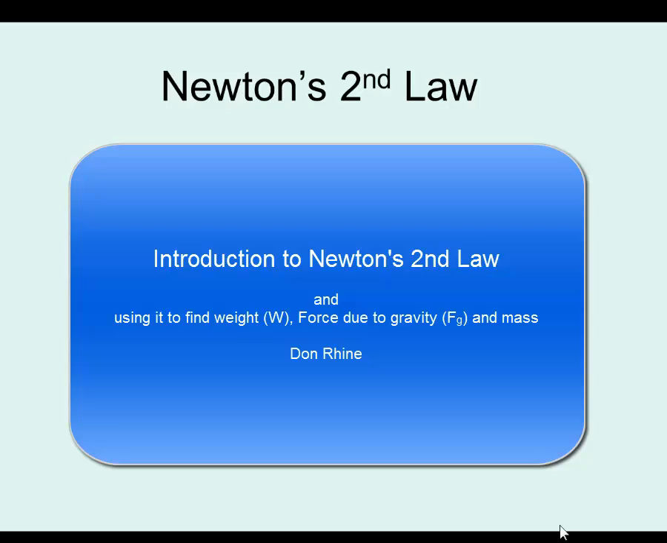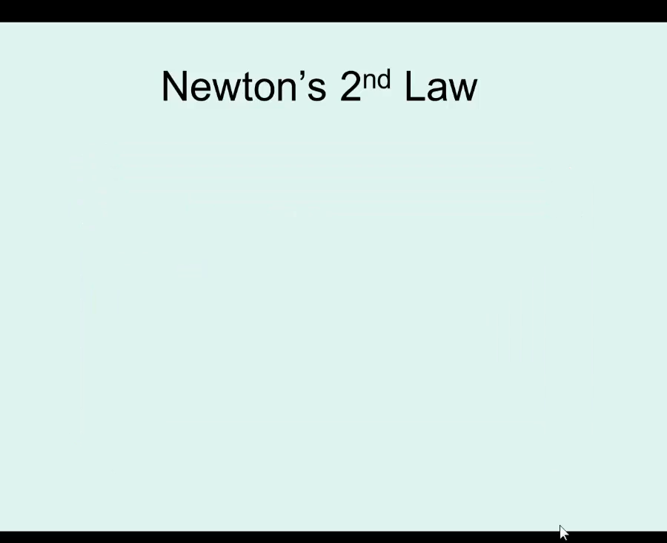So we know that Newton's first law, the law of inertia, applies to objects that are at rest or objects that are in motion with a constant velocity, and the net force acting on these objects is zero. Otherwise, they would do something we call accelerate. Let's take a look at Newton's second law.